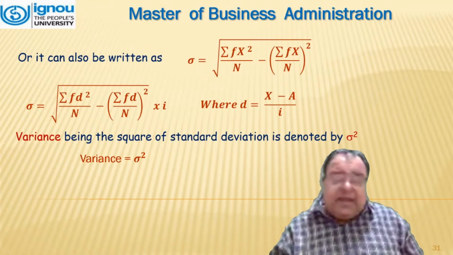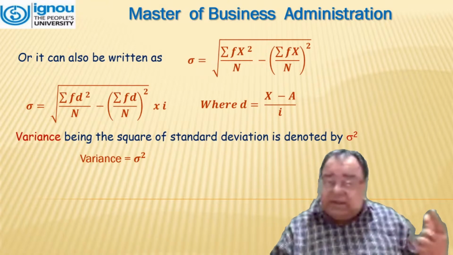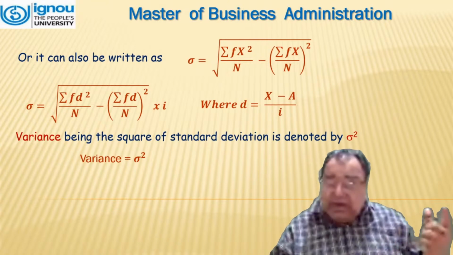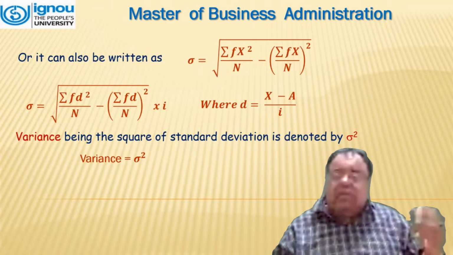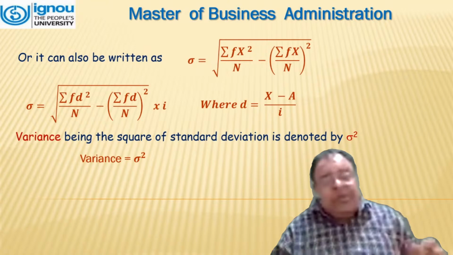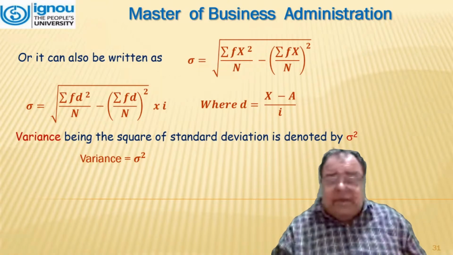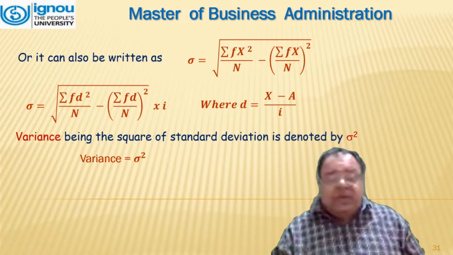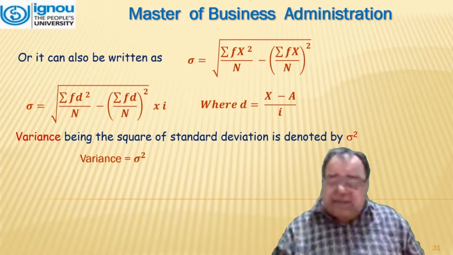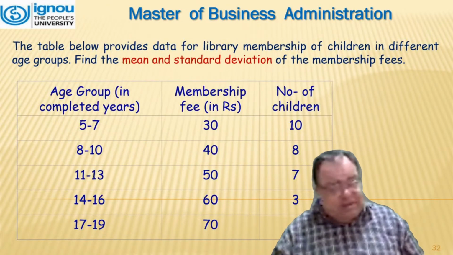If we are taking the mean from the deviation, that is d is equal to x minus a upon i, which we calculated when we were evaluating the mean, here sigma is equal to square root of summation fd square by n minus summation fd by n whole square. There is a difference between these two. Variance being the square of standard deviation is denoted by sigma square. That means variance is equal to sigma square.